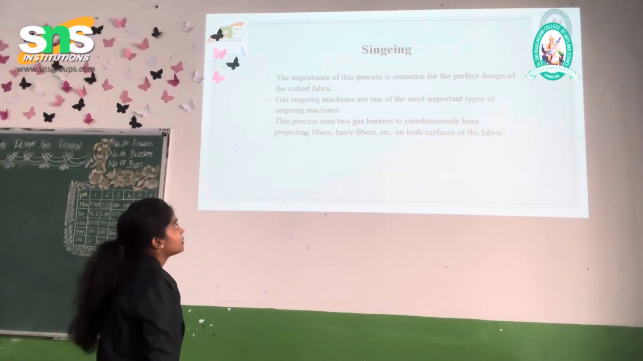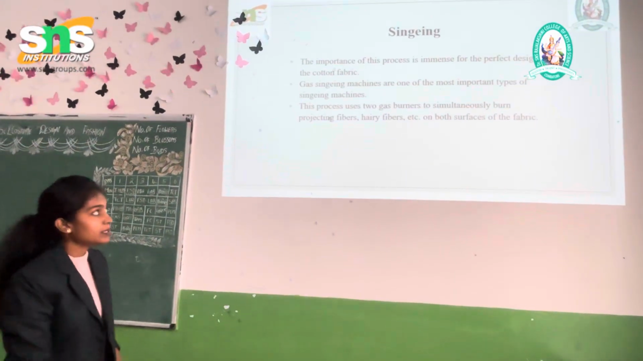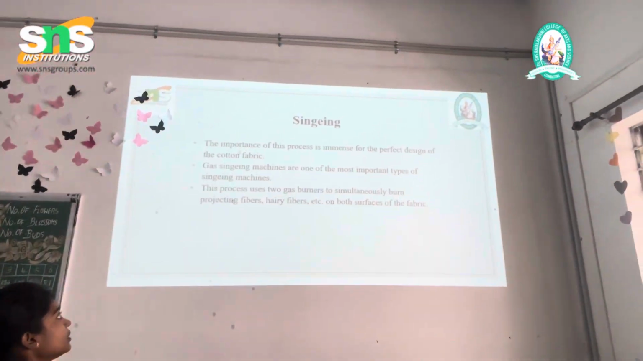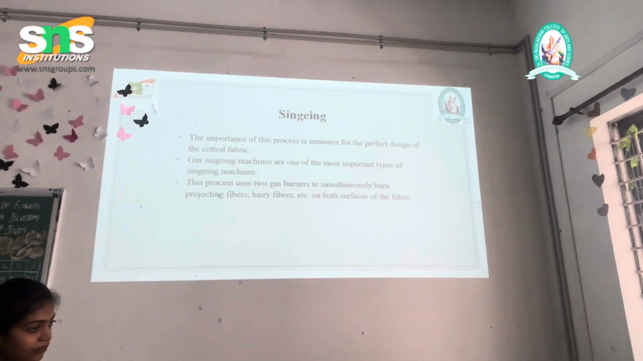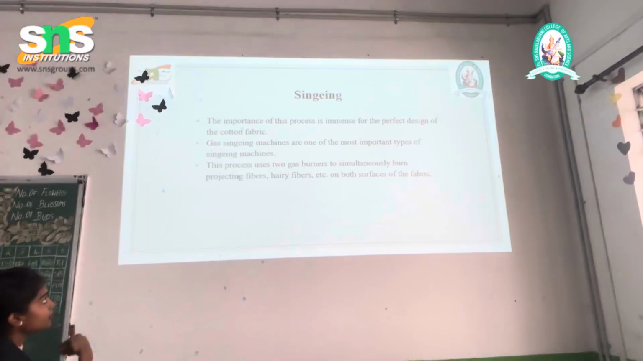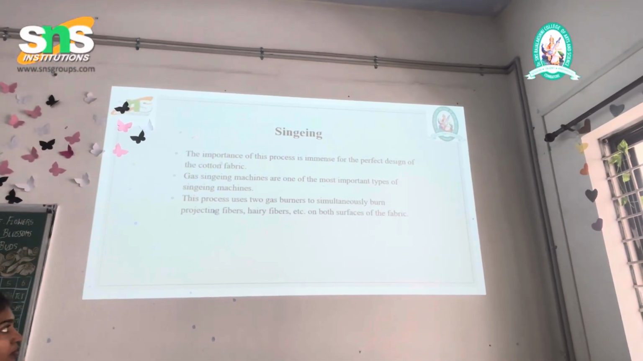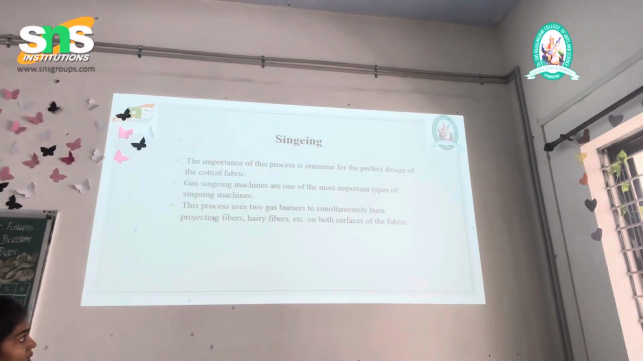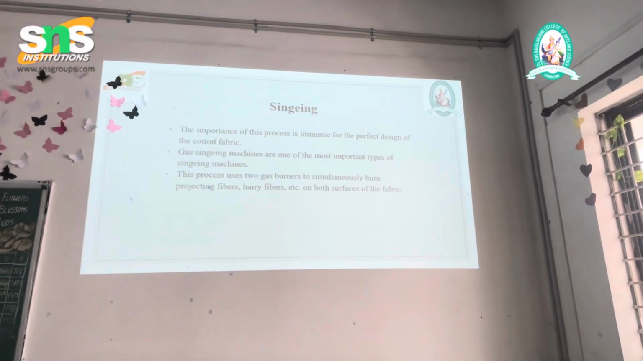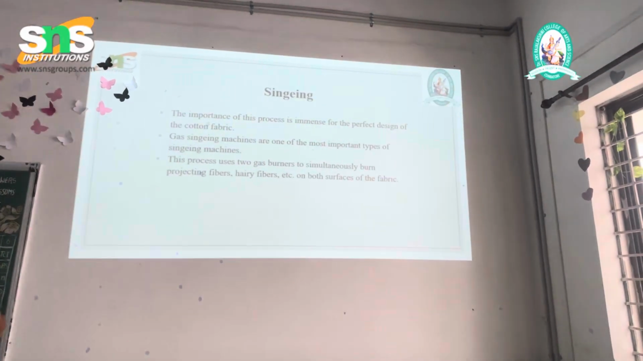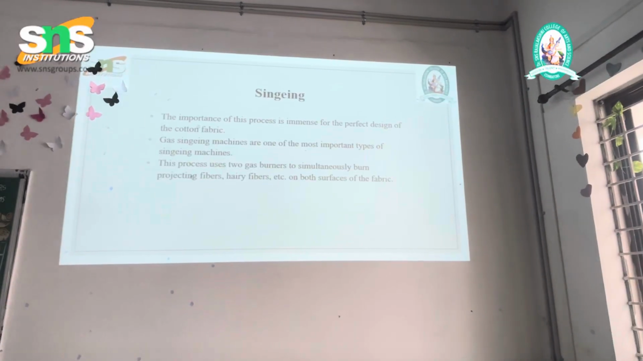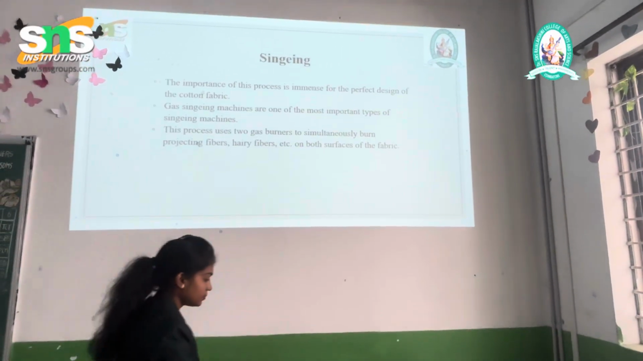So next is the most applicable part, which is on woven fabrics and also some knitted fabrics, especially cotton fabrics, and it also improves fabric luster and print clarity. So these are the things we have to discuss about the singeing process. And next we will be talking about the desizing process.